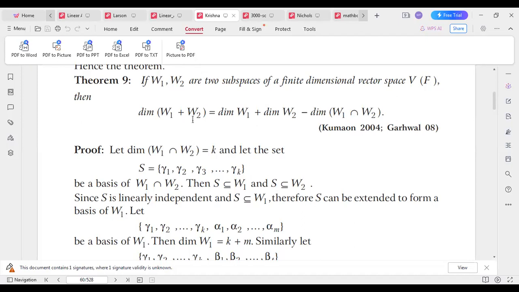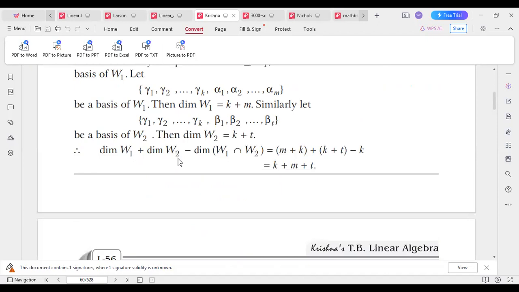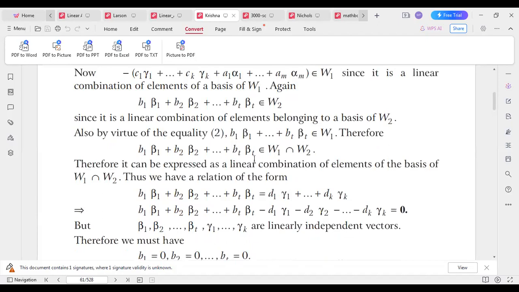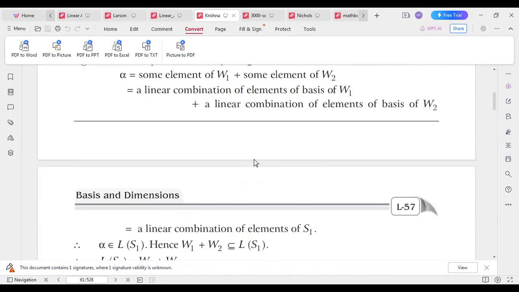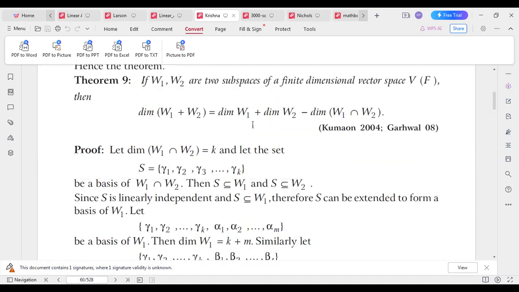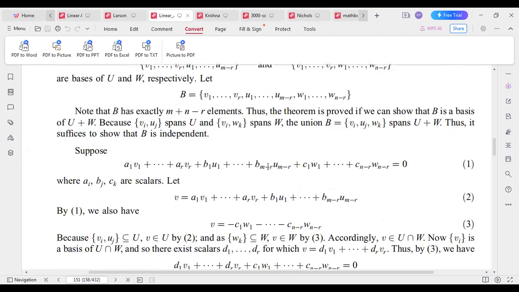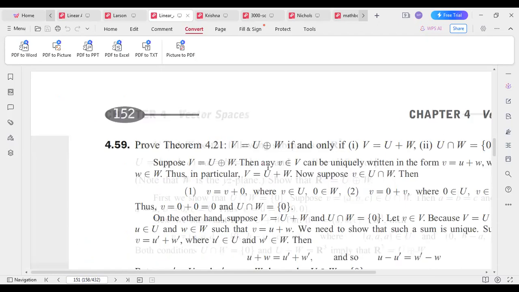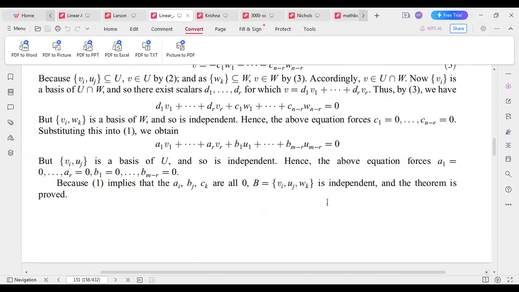We can prove this theorem by another method. If W1 and W2 are two subspaces of a finite dimensional vector space, we can use the same method here. This is another method, you can apply this method to prove. Very easy method. Dimension of U plus W equals dimension of U plus dimension of W minus dimension of U intersection W. This is from the Schaum's outline series book. Okay, very easy theorem.